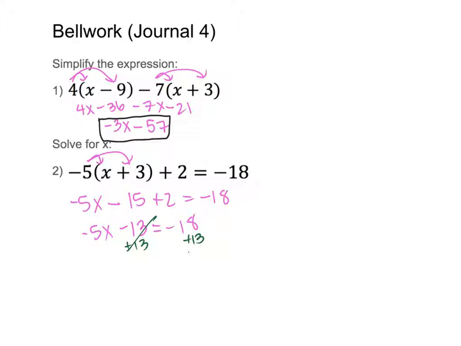So this cancels out, and now I have negative 5, and this is negative 5x. So if I want to get rid of the negative 5 on the x, I divide by negative 5. That cancels, and x is equal to, well, negative 5 divided by negative 5 is a positive 1. So now I have my x value, which was what I was looking for before. Okay, so hopefully that gives you some good practice on solving for x and simplifying expressions. We'll come back to these when we're reviewing for the quiz.